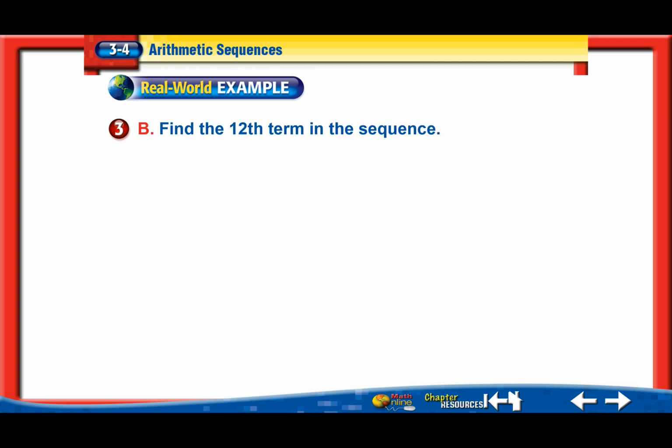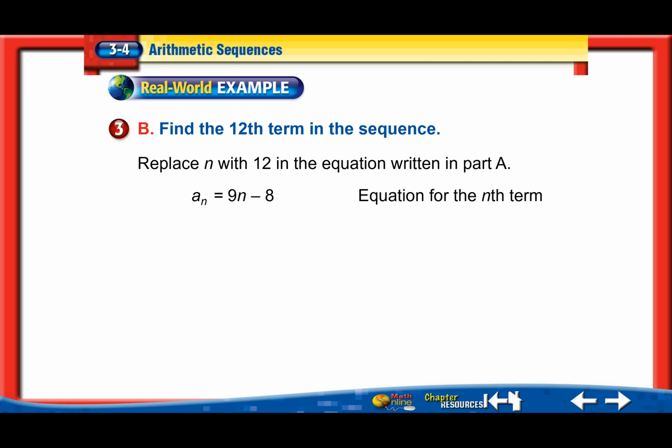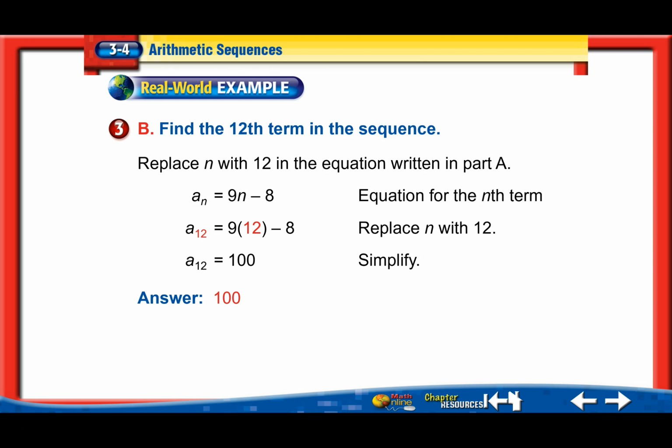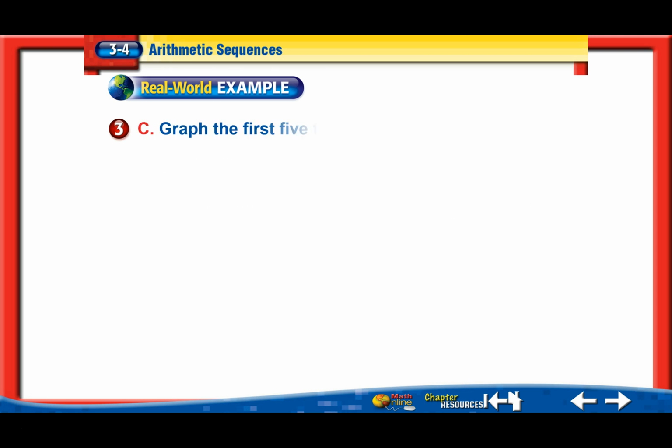All right, so I'll find the 12th term in this sequence. We're going to replace n with 12 in the equation that we just did. So here's our equation that we learned a little bit ago. We replace n with 12, multiply that out, and simplify it. So multiply, then subtract. There's the number you get. A equals 100. So a to the 12th would be 100.